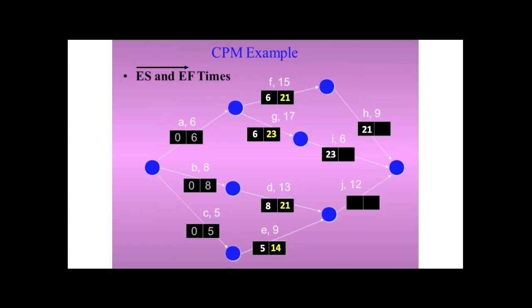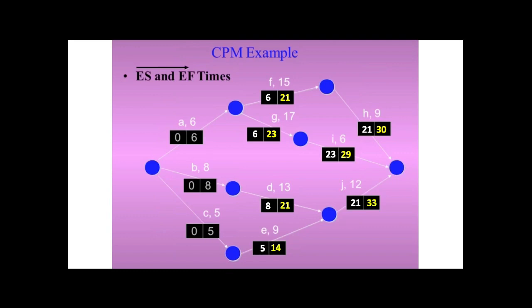Here there were 2, we have 21 and 14, so we will get the highest one. So we take 21 here. Okay, so this will now be the ES of these activities. And for the EF, again 21 plus 9, that will be 30. Then 23 plus 6, that is 29. 21 plus 12, that is 33. Okay, so this is a forward pass where we get the ES and the EF.